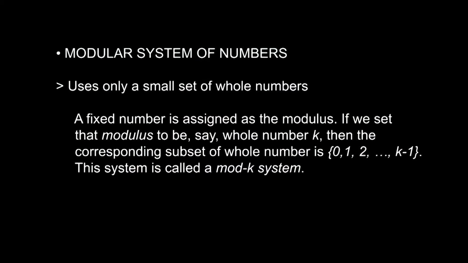A modular system of numbers would, in parallel, use only a small set of whole numbers. A fixed number is assigned as the modulus. And if we set that modulus to be, say, the whole number k, then the corresponding subset of whole numbers is 0, 1, 2, 3, up to k minus 1. That is, we stop at the whole number right before the modulus k. This system is called the mod k system.